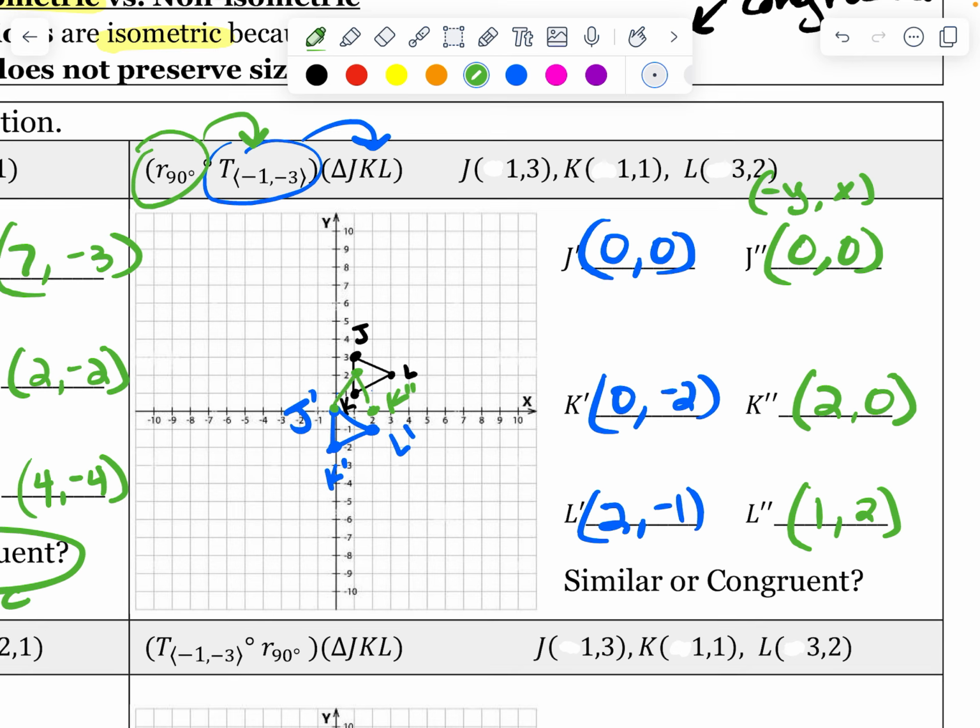We're getting a little crowded up in here. But there's my double prime. So I shifted left and down, and then I rotated 90. That is a congruent figure.